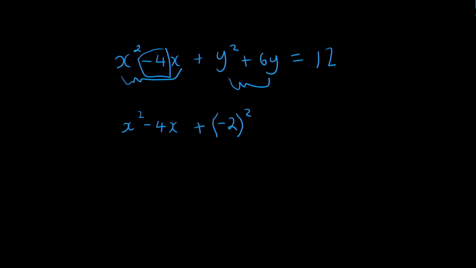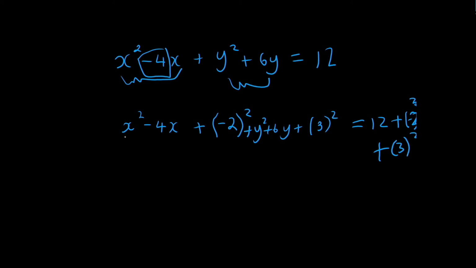Now remember, this is an equation and we've got to keep it balanced. So if I introduce this plus (minus 2) squared, I will then have to do the same thing on the right-hand side, because in an equation, whatever you do to the right-hand side, you do to the left-hand side, and whatever you do to the left-hand side, you do to the right-hand side. All right, so that's plus (minus 2) squared. And then for y squared plus 6y, we find half of that b term and add it squared. Half of 6 is 3. And we add 3 squared to both sides.